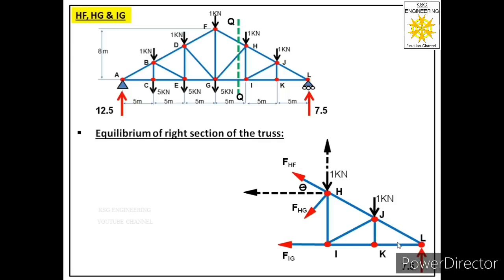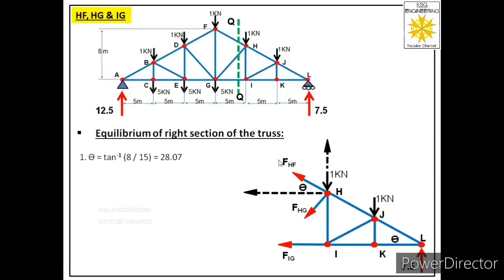Now if we can find this theta from the truss, then we will be able to find this theta as well. So let us find this angle from the truss. This angle in the truss is over here. So we can say in triangle FGL, tan theta is equal to perpendicular upon base. That means 8 upon 15 is equal to tan theta. Or we can say theta is equal to tan inverse 8 by 15 equal to 28.07. So we have found the value of theta.